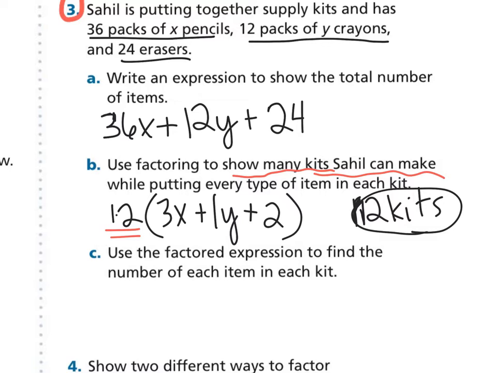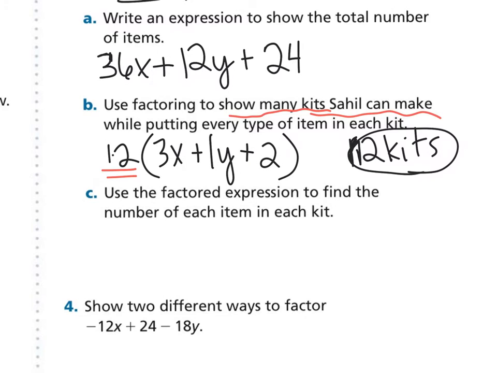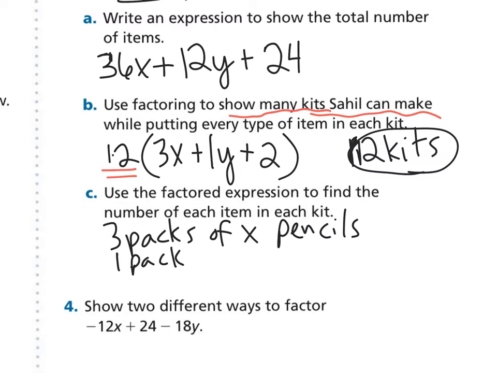And then part C, use the factored expression to find the number of each item in each kit. So we can see the first part, we've got a 3x there. So that would represent we've got 3 packs of x pencils. The 1y in this case is actually a good thing. Maybe we put the 1 there, might help us out to see that's 1 pack of y crayons. And then we have 2 erasers in each kit.